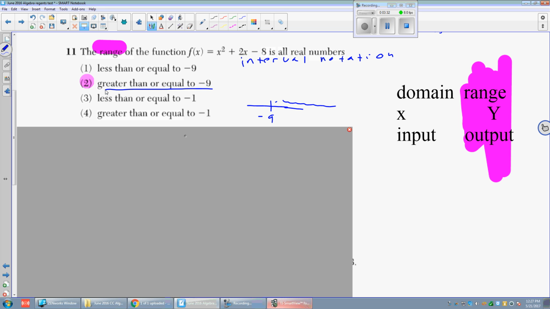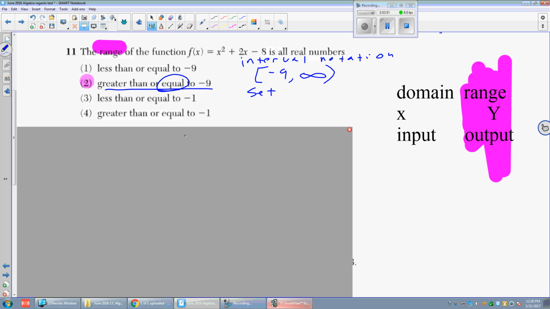So interval notation means that negative 9 is going to be the smallest number, and we're going to go all the way to infinity. And infinity has to be a parenthesis because you can't stand on infinity. Now, why is negative 9 filled in? Because it says greater than or equal to, the equal to part.